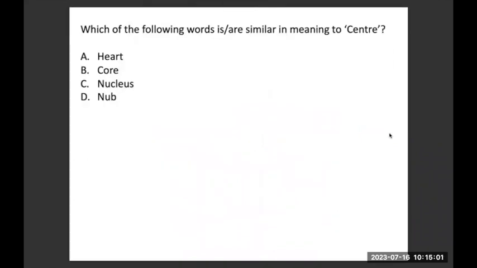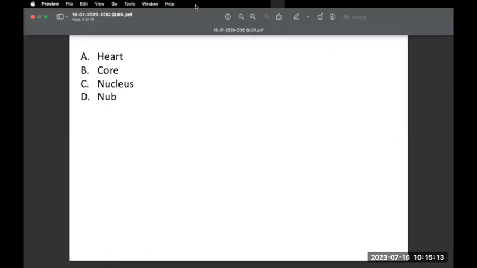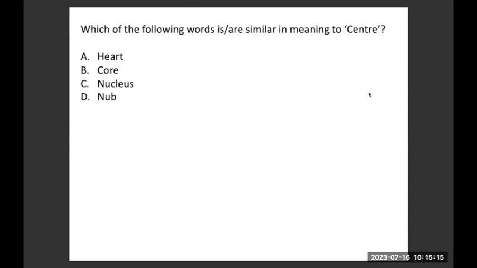This is a very simple one. Which of the following words has a similar meaning to the word center? Heart, core, nucleus, nub. It can be one or more options to be correct in this case. One or more answers can be correct.